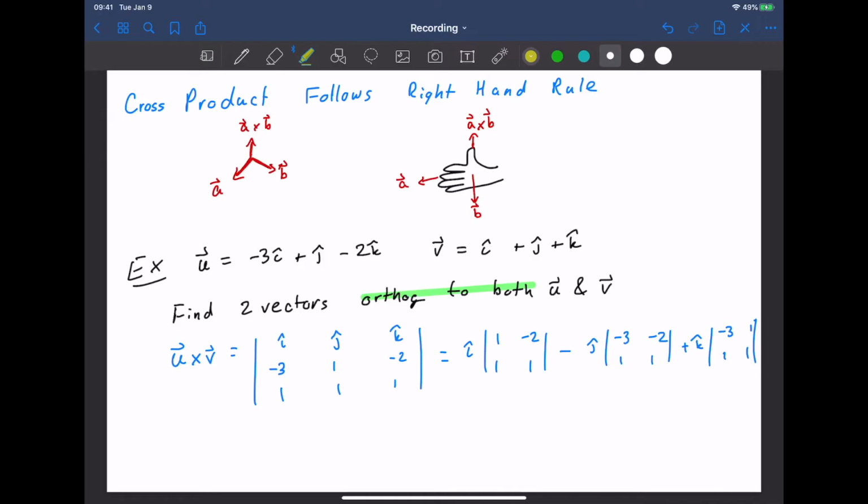For the i, that's first row, first column. Notice the minor matrix. For the j, that's second column, first row. Notice the minor matrix. Notice what j is multiplying with. For the k, that's first row, third column. Notice the minor matrix that I got from crossing those two rows and that row and that column out.